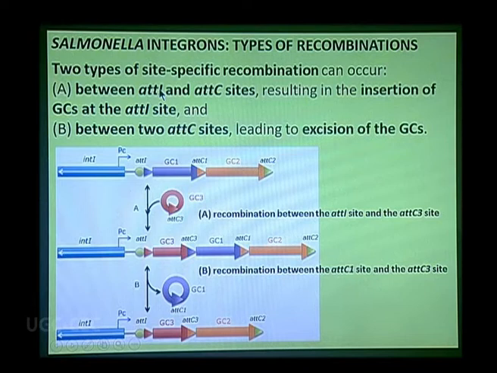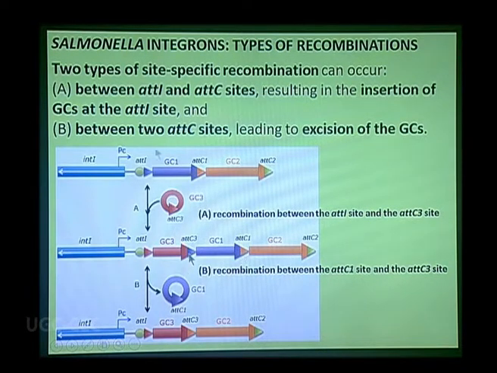For example, if the att I site and the att C site recombines, then we have insertion of an incoming GC. Like here, say in this integron, here is GC1, here is GC2. Now a new integron is coming, GC3, with its att C3 site. When this att I site recombines with the att C3 site catalyzed by Int I, then this GC3 will be inserted here. And see, the funny thing is that when GC3 is inserted here, GC1, which was closest to PC, is now moved downstream.